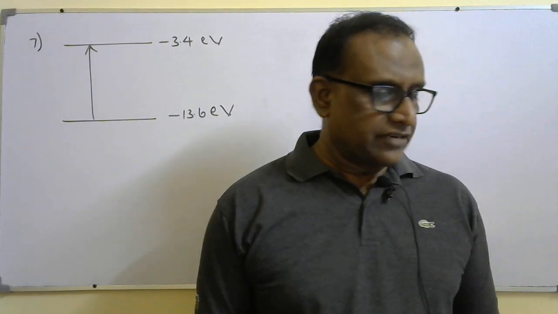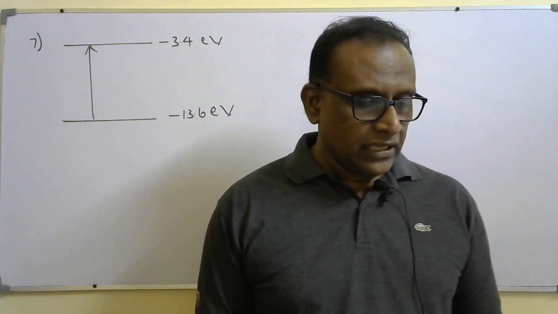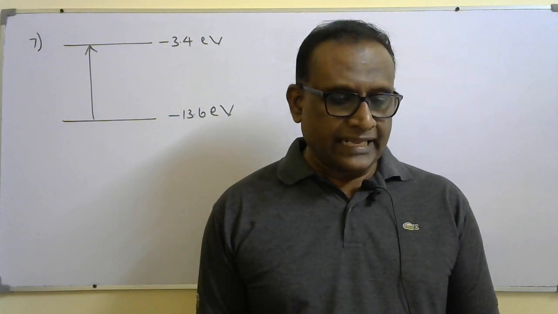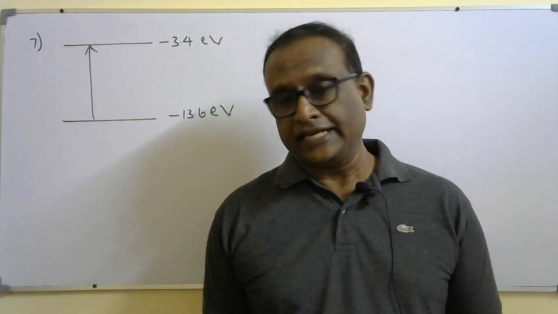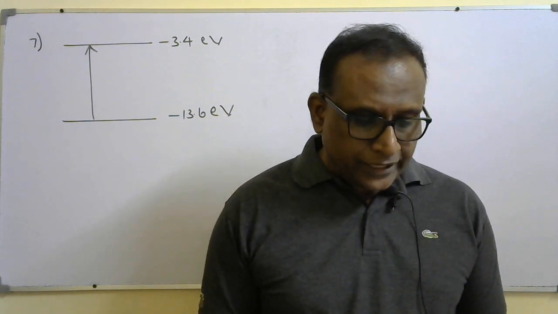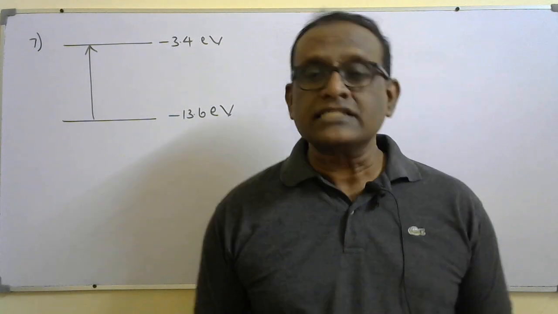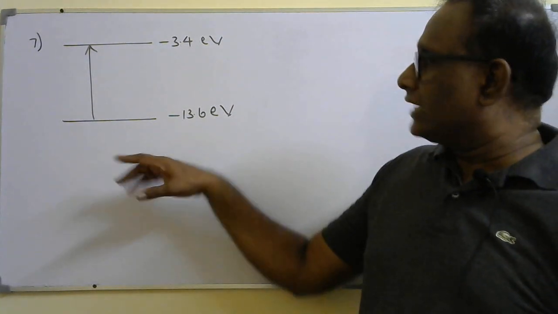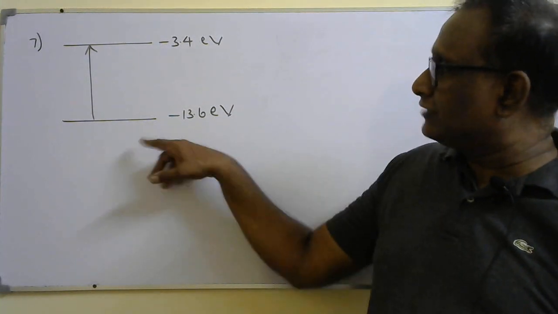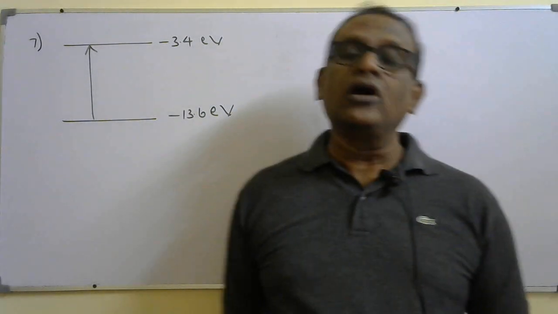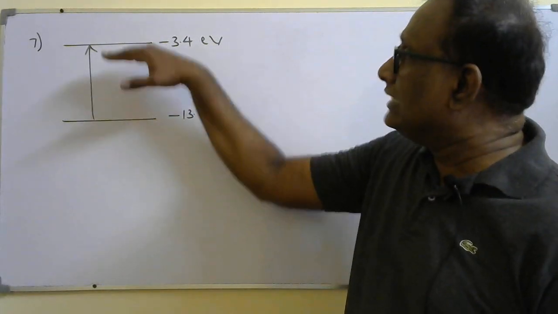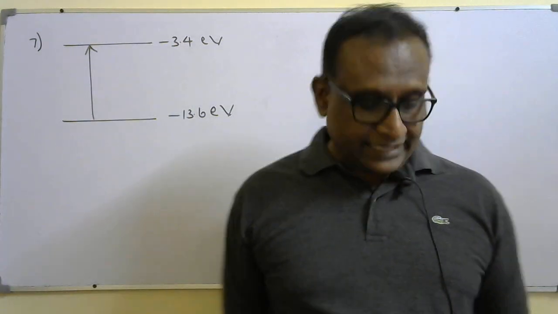Okay, question number 7. The diagram is given. The diagram shows an electron transition between two energy levels in a hydrogen atom. Which of the following could not have caused this transition? So we know that the electron is excited from a lower energy level, 13.6 is the ground state for the hydrogen atom. From a lower energy level to a higher energy level is an excitation.